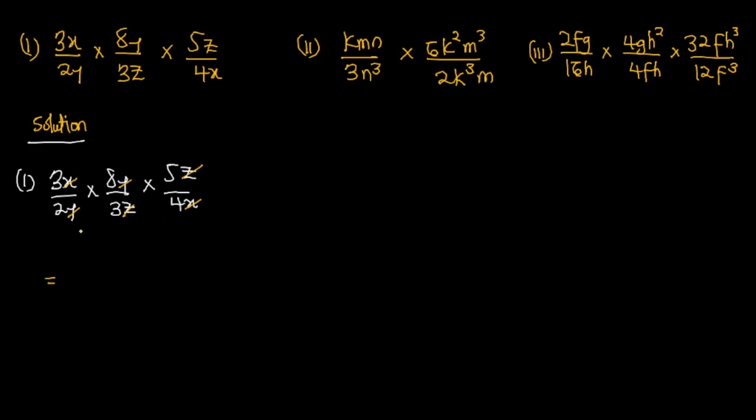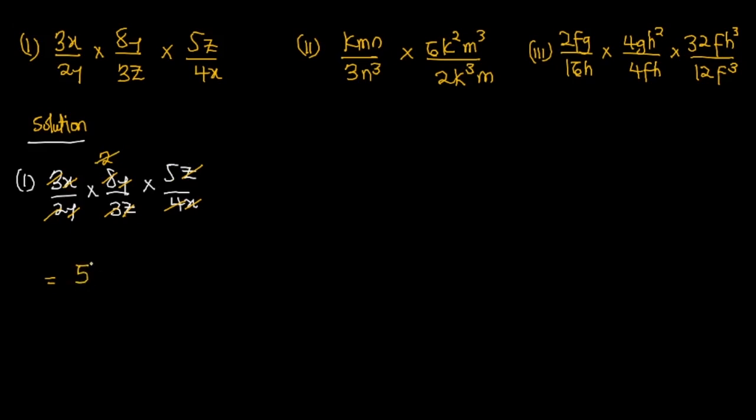Or still from here, I can cancel this 3 with this 3 over here. I can cancel this 4 with this 8, but to be left with 2. So 4 will go into 8 2 times. And then I can cancel this 2 with this 2 now. So I'm only left with 5 at the top over here. So straight ahead, my answer is 5.